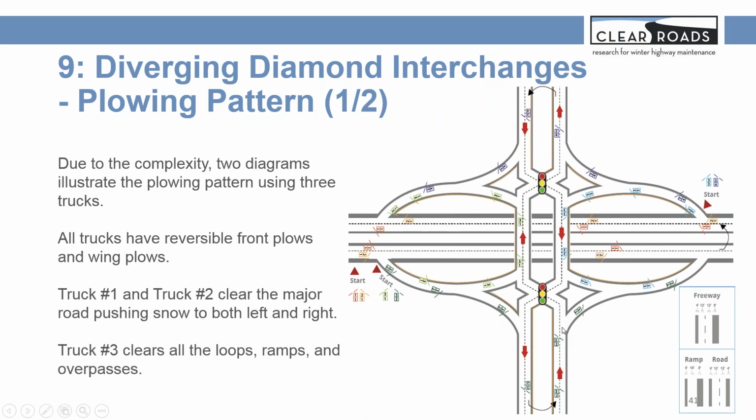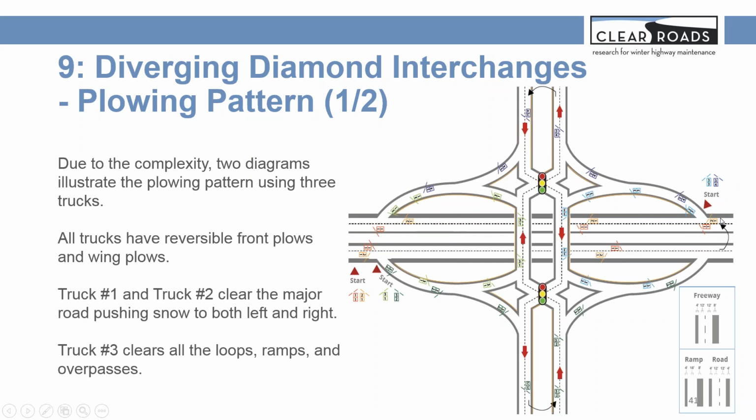And when there's an on-ramp, truck number 3 will shift onto the on-ramp to clear this ramp and stay to the right here on the on-ramp. And then it makes a U-turn and finishes pass number 2.